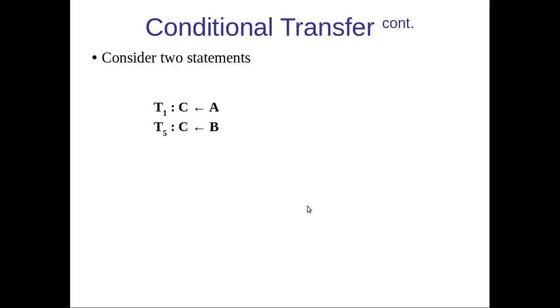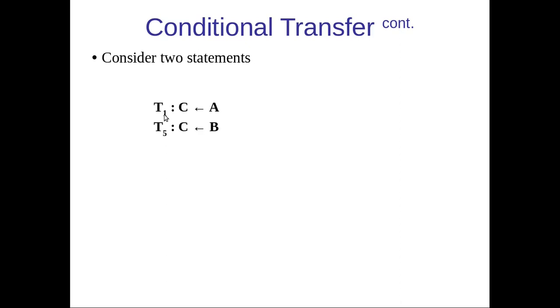Then consider another two statements in our register transfer logic or language. T1 colon C gives A, this is one statement. T5 colon C gives B, where T1 and T5 are timing signals. That depends on the clock, that is related with the clock signal. This is one timing signal, this is another timing signal.